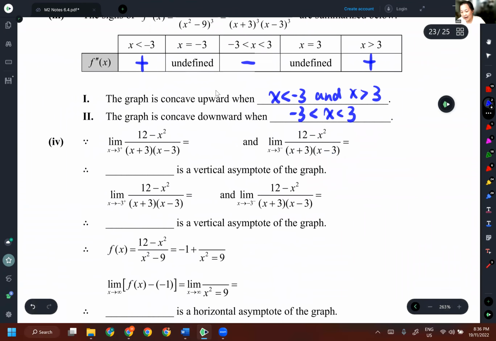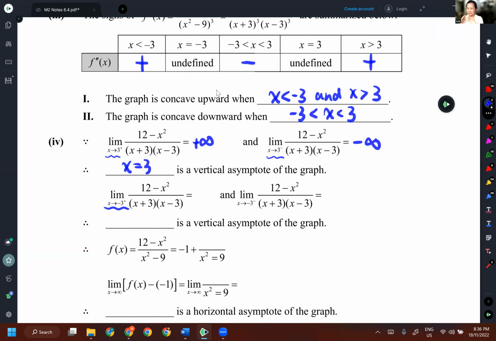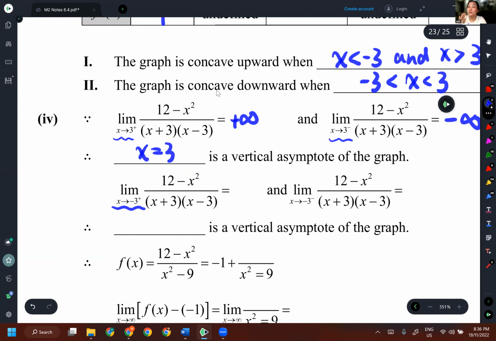Okay, finally, the asymptotes. Asymptotes at x equals 3. This one is 3 from the right. This one is 3 from the left. From the right, it's positive. Yes, it's positive. From the left, it's negative. Then -3 from the right. I need to be careful because -3 from the right is like -2.9. So positive divided by negative, it's negative infinity. And this one is positive infinity.